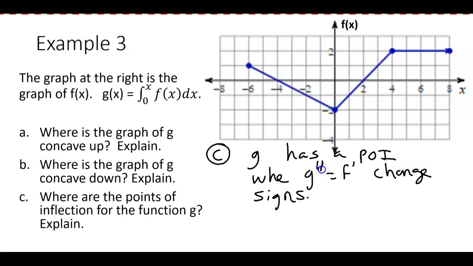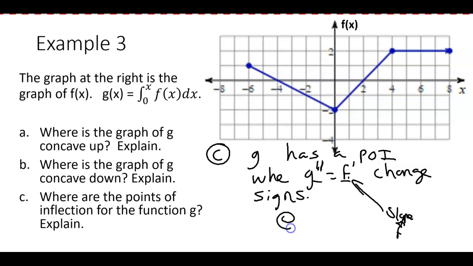G double prime, which is F prime, changes sign. So G double prime is the answer to your question. So let's back up. Ready? G has a point of inflection when G double prime, the concavity, changes signs, right? Because that's when you go from concave up to concave down or vice versa. And that point where they connect is a point of inflection. So where does G prime, which is F prime, which is the slope of F, where does that change signs at? Kinda. Try again. X values.